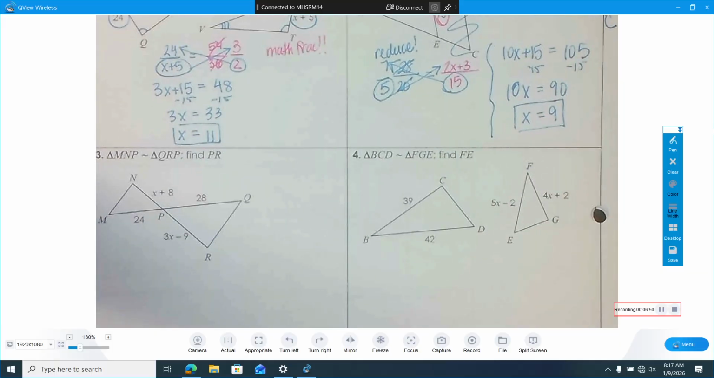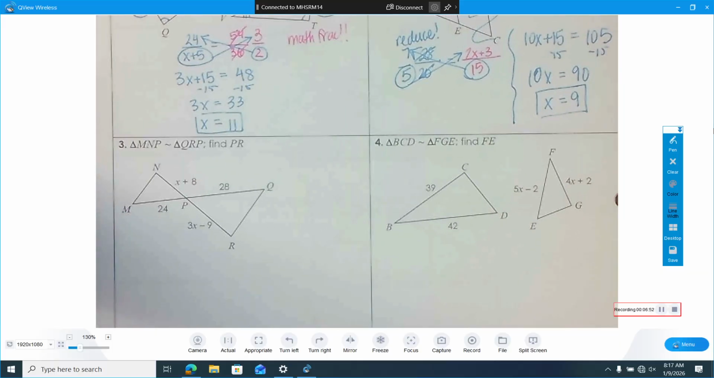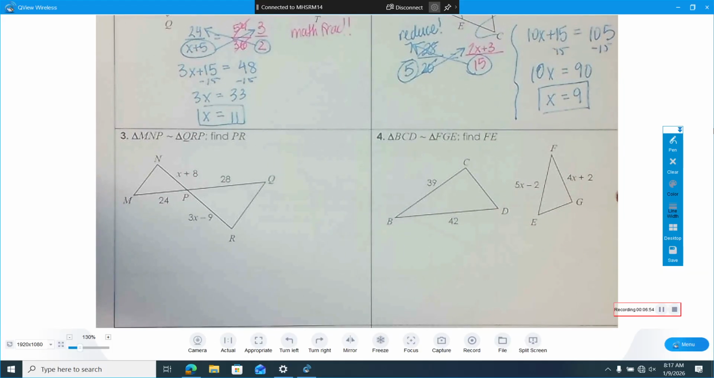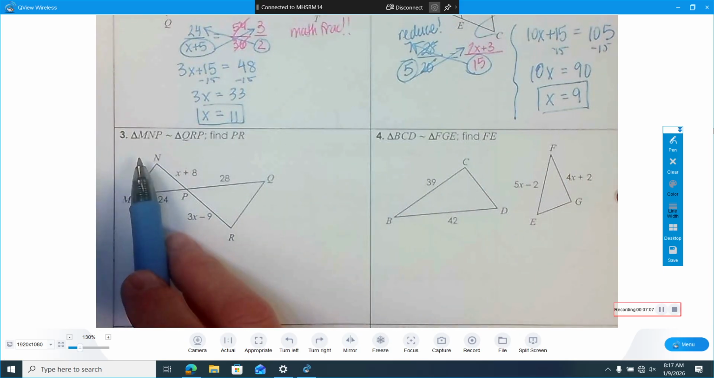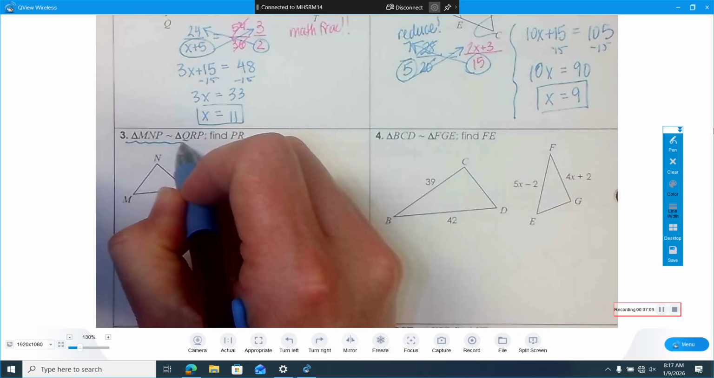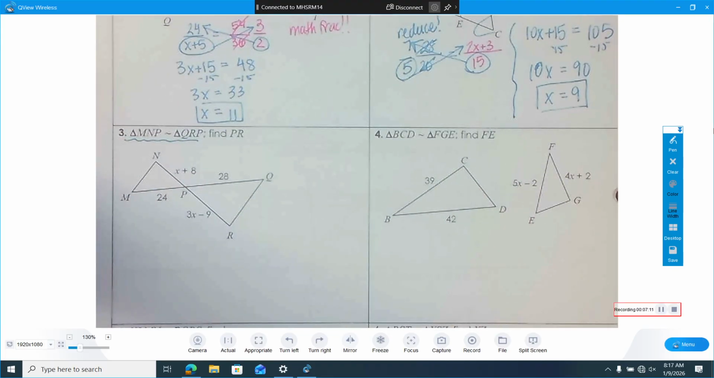Let's look at number 3. Number 3, I like to call these bow tie triangles because, do they look like a bow tie? Okay. And a lot of students find these really confusing, so it's really important when we look at these bow tie triangles that we pay attention to this similarity statement. So again, I'm going to mark up using my similarity statement.